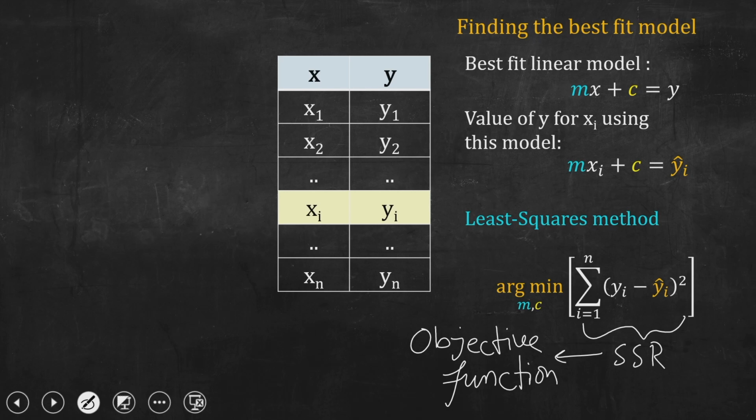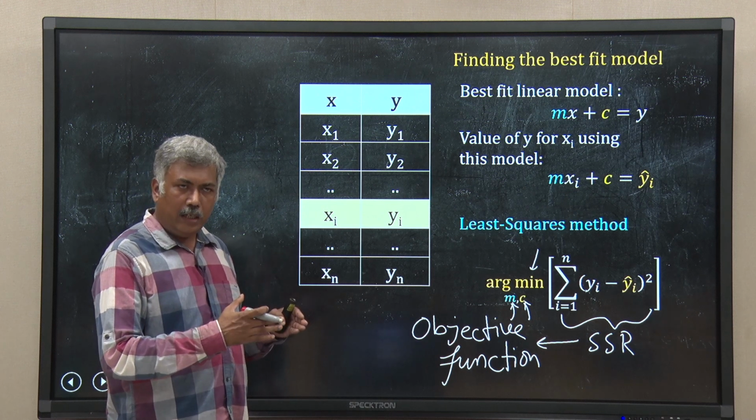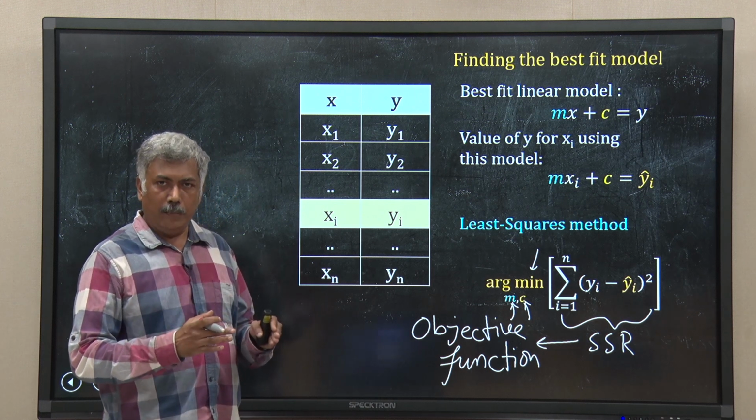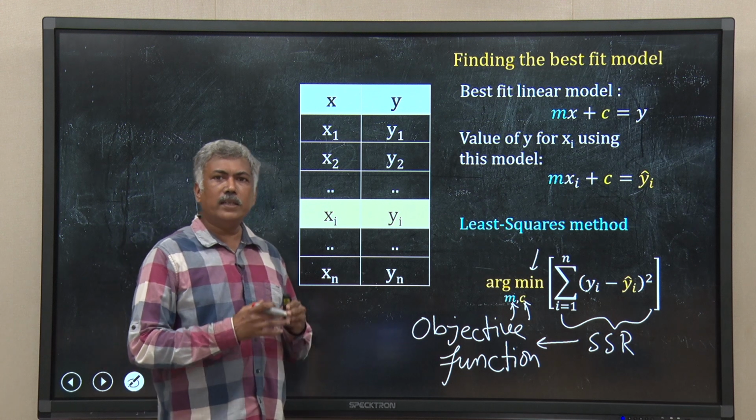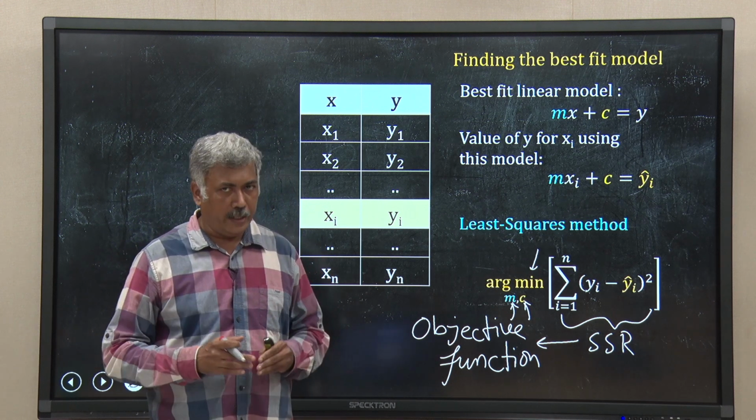Our purpose is to minimize this objective function using some algorithm, some method, by doing what? By choosing the right m and c. We have to choose the right m and c, so that this objective function, which is the total error in my calculation, becomes minimum. That is what is done in linear regression using the least squares method.